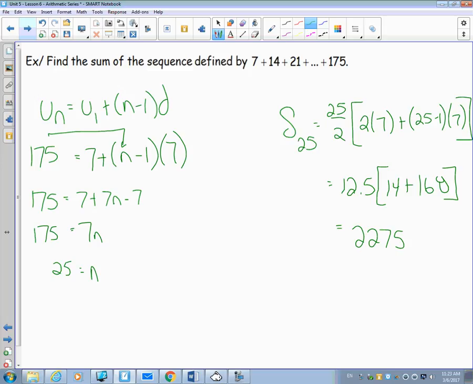So again, if I don't know something about the sequence, like how many terms there are, what a term is, or the difference in the sequence, I use my u equation. If I want to figure out the sum of it, or I know something about the sum of it, I have to use the S equation.